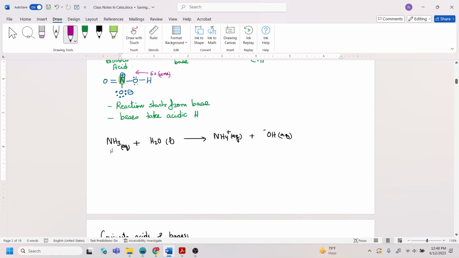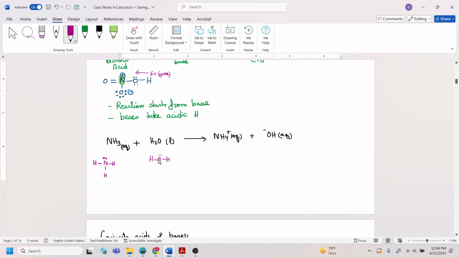Let's have another example. We have ammonia and water. Let's draw the Lewis structure of the water and of ammonia, just to see the hydrogen and what it is connected to. Here we have two types of hydrogens: a hydrogen connected to the oxygen and a hydrogen connected to the nitrogen. Which one is more electronegative? It is the oxygen that is more electronegative.